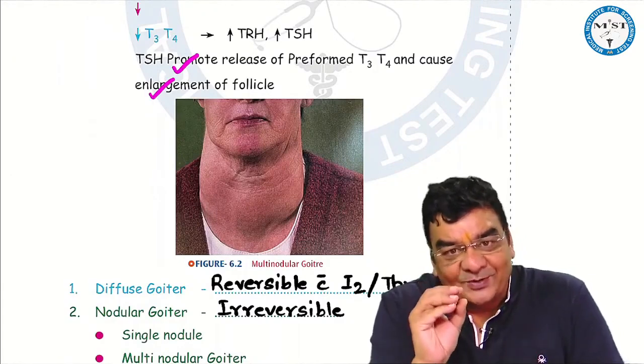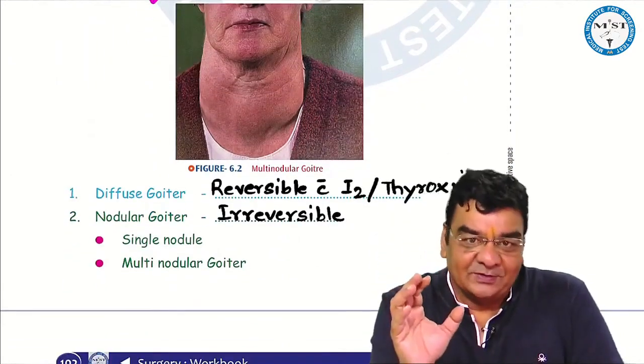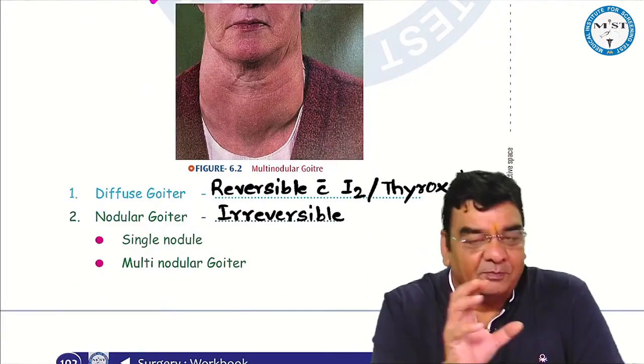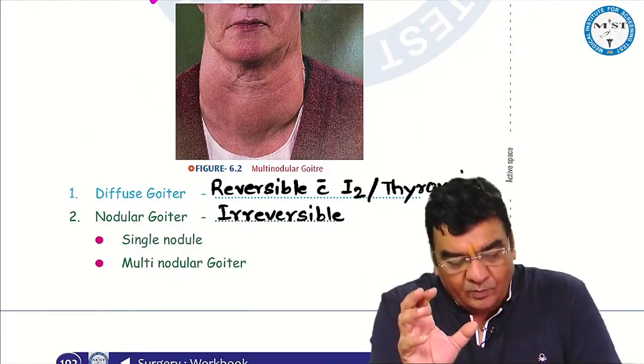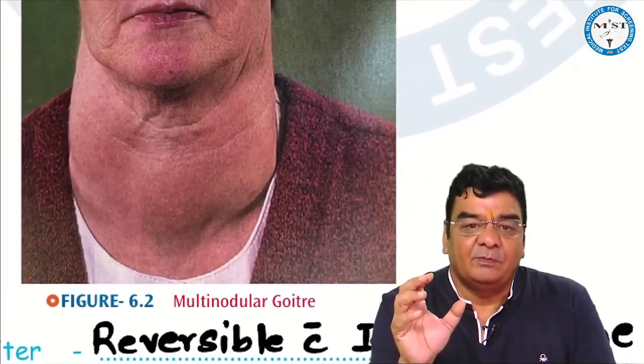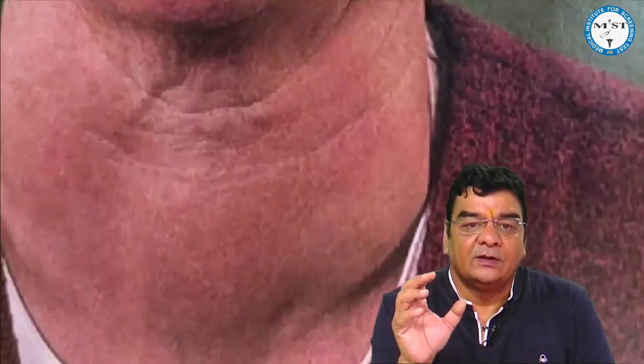This can be a single nodule or there can be multiple nodules. Simple nodular goiter, multinodular goiter. Most commonly what we see is a multinodular goiter.